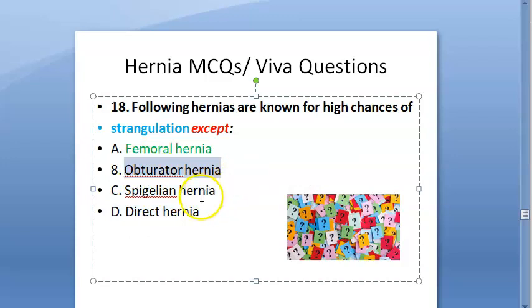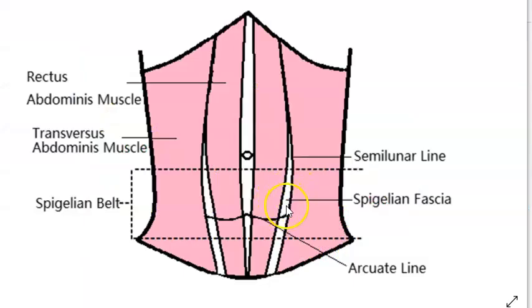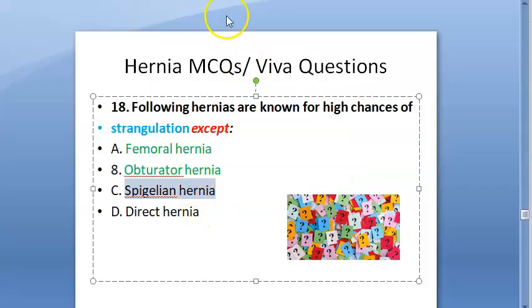Obturator hernia also, I have a feeling, because it's coming out of a small space. So I want to select this. What is Spigelian hernia? Kind of coming out from between these two spaces. So I have a feeling it can get strangulated. Yes, why not? But when it comes to direct, and it's coming out of the abdominal wall directly, I have a feeling strangulation chances are low. What do you say, guys? So for 18, let us go with D as the answer. Okay, let's check. Yes, that's correct.